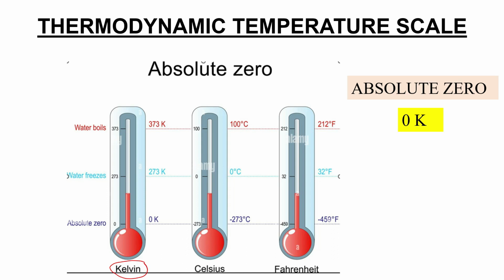In the Kelvin scale, you can see that we have absolute zero temperature, or 0 Kelvin. This is the lowest possible temperature that we can achieve. So 0 Kelvin corresponds to minus 273 degrees Celsius in the Celsius scale, and minus 459 degrees Fahrenheit. We cannot go below absolute zero. And water boils at 373 Kelvin or 100 degrees Celsius, and water freezes at 273 Kelvin and 0 degrees Celsius.